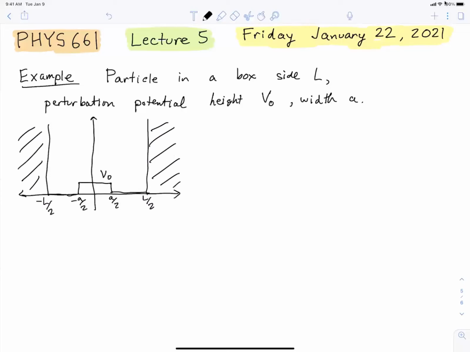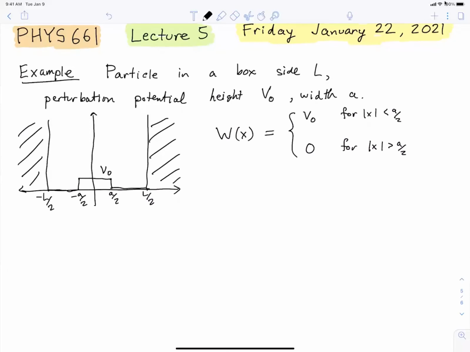And so the perturbation that we're adding, we're calling it W, and we're going to work in position space. So W of x is going to be V0 for absolute value of x less than A over 2. And it's going to be 0 for absolute value of x greater than A over 2.